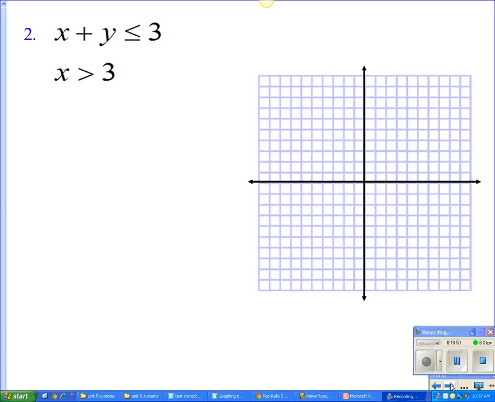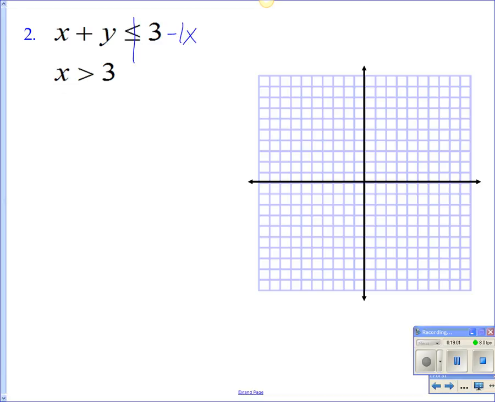Okay, number 2, x plus y is less than or equal to 3, and x is greater than 3. Anna, help me with this top one. All right, Anna, how do you graph that? Okay. Dotted or solid? And Anna, do you shade above or below? Good.